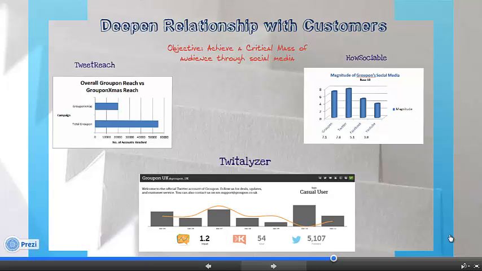Deepen relationship with customers. The objective is to achieve a critical mass of audience through social media. Tweet Reach looks at the overall group and reach versus group and Xmas reach. With Tweet Reach, 2,000 accounts were reached with the Groupon Xmas hashtag. How Sociable was able to show the magnitude of Groupon's social media audience presence. It ranked the company 10 out of 10 on social platforms used compared with others of the same social size. Twitalizer shows the impact in relation to the cloud score for every shared item. It shows the impacts of each message on every day.